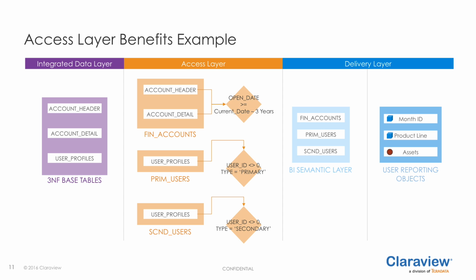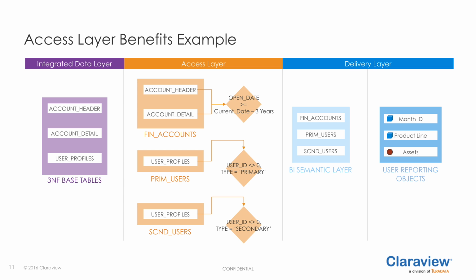The business always looks at header and detail information together, and they only want to see the last 3 years plus current. So in my access layer, I combine header and detail into one financial accounts view, and I apply a filter on the open date. But now say my business rule changes, and they want to see the last 4 years plus current. If I had applied this filter in the integrated layer, I would need to go back to my history and physically reload the 4th year. However, because I've applied this rule at the access layer level, I simply change my filter and the new rows are available for business use.